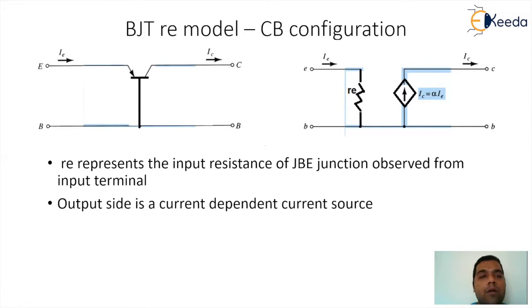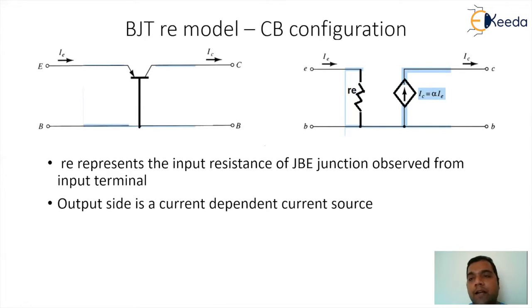So when we talk about the BJT RE model, the input junction is the base emitter junction, which is represented by JBE. And since JBE is forward biased, the forward biased base emitter junction will be replaced by its equivalent resistance defined as RE. So RE is basically the resistance measured from the emitter terminal with respect to base. Hence, I can say RE represents the forward bias base emitter junction resistance, and the incoming current is IE.